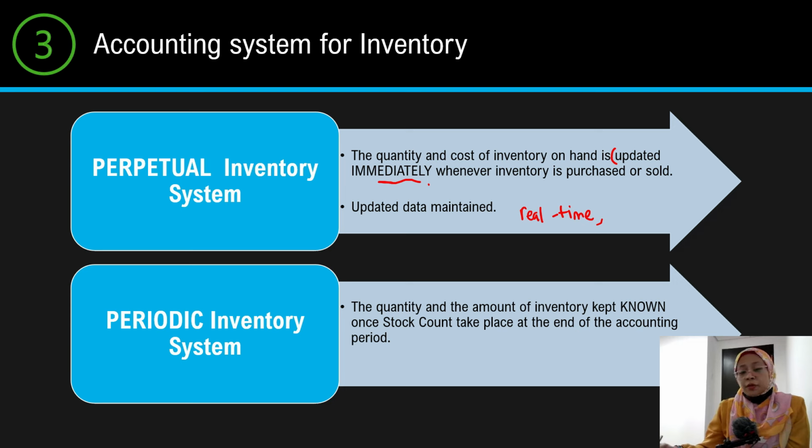On the other hand, periodic inventory system will only update the inventory level once the stock count takes place at the end of the accounting period. Therefore, we can say that periodic inventory system will not have a real-time updated level of the inventory. So how will this kind of system affect the accounting system? Let's look at the next slide.